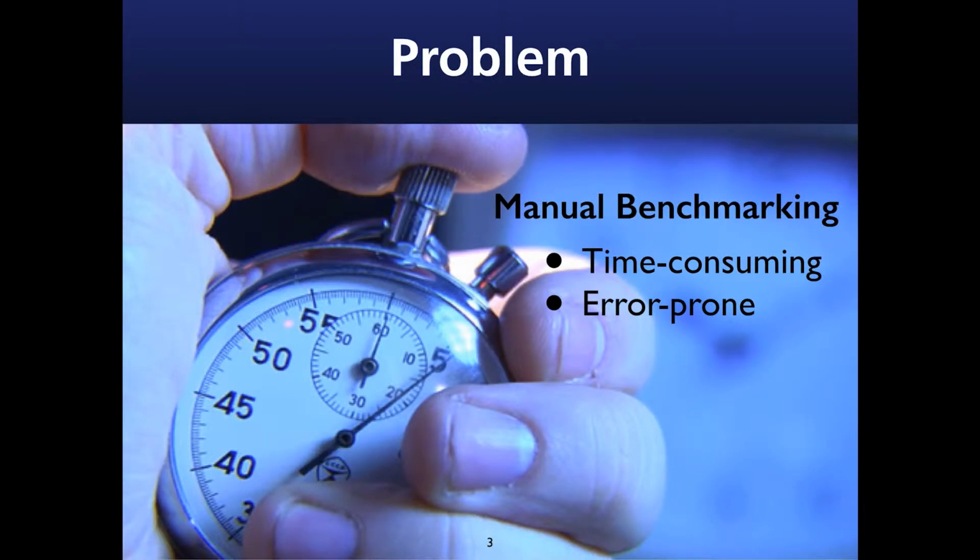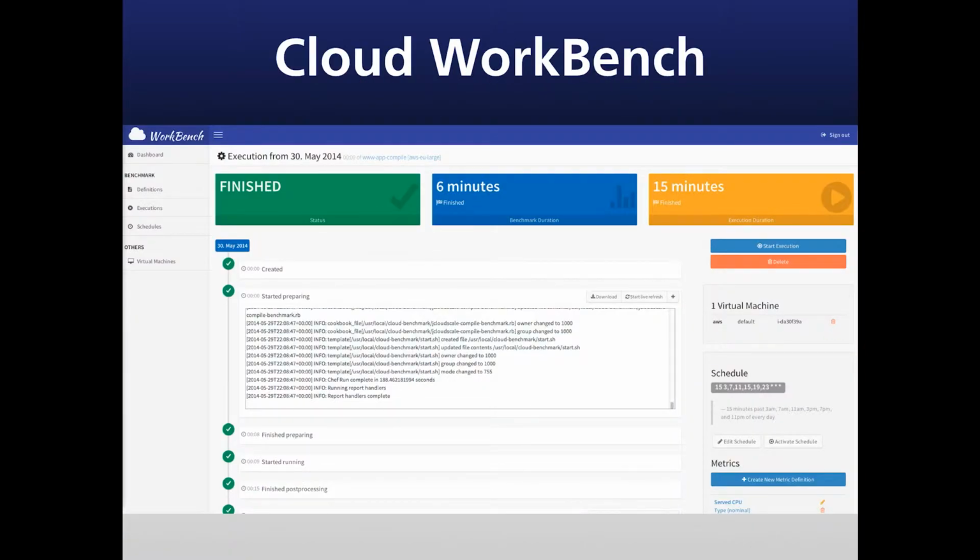So the problem is that in cloud environments, we cannot systematically evaluate performance by hand. First of all, with a number of different providers and services, it just takes too much time. Secondly, errors in the process threaten reproducibility and therefore the validity of benchmarking results. To address this problem, we've built a web-based framework called Cloud WorkBench that automates the process of cloud benchmarking and allows defining modular and reusable benchmarks.